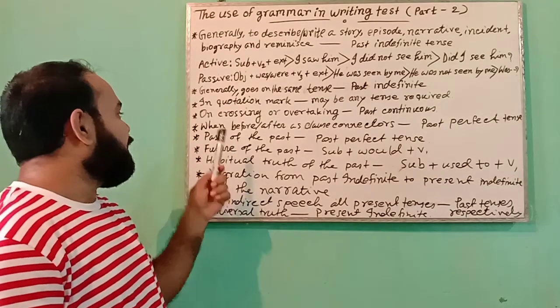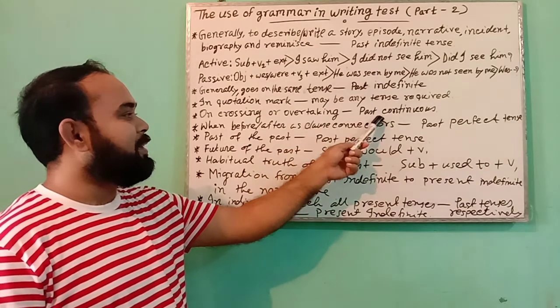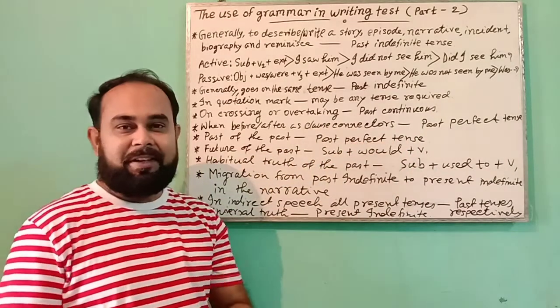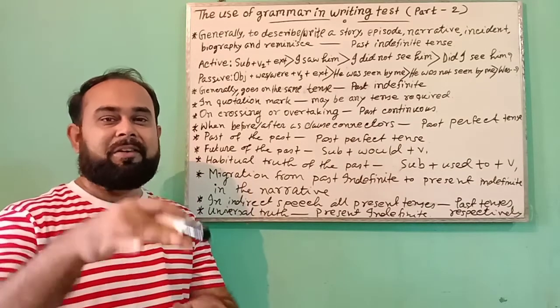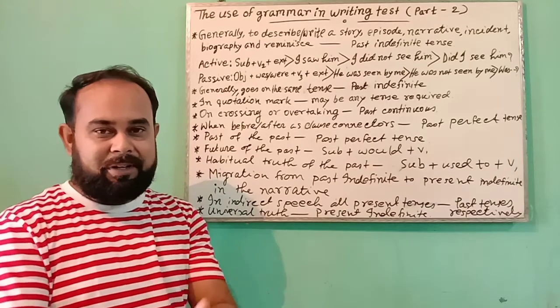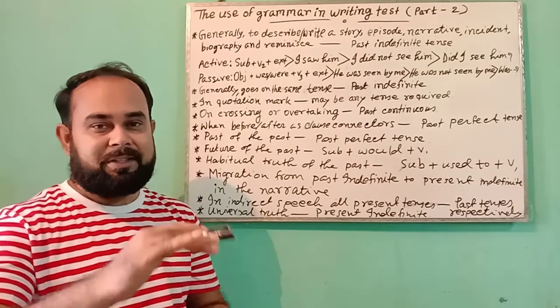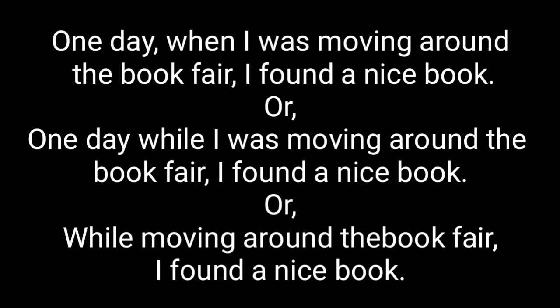Well, then on crossing or overtaking, the tense will be past continuous tense. That means if any activity overtakes or crosses another activity, the first or ground activity goes in the past continuous tense. For example, one day when I was moving around the book fair, I found a nice book.